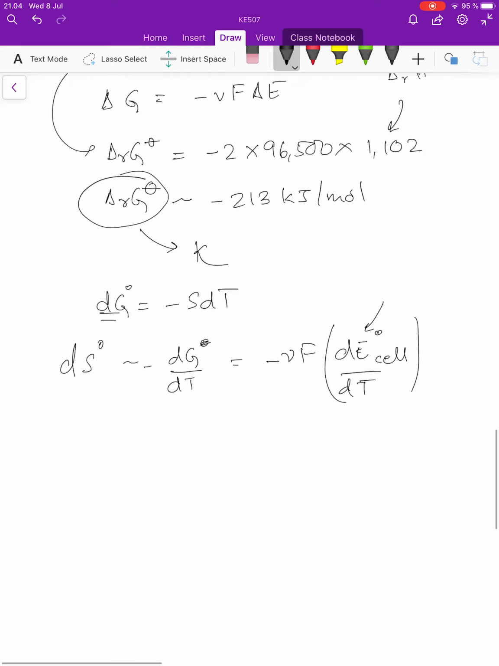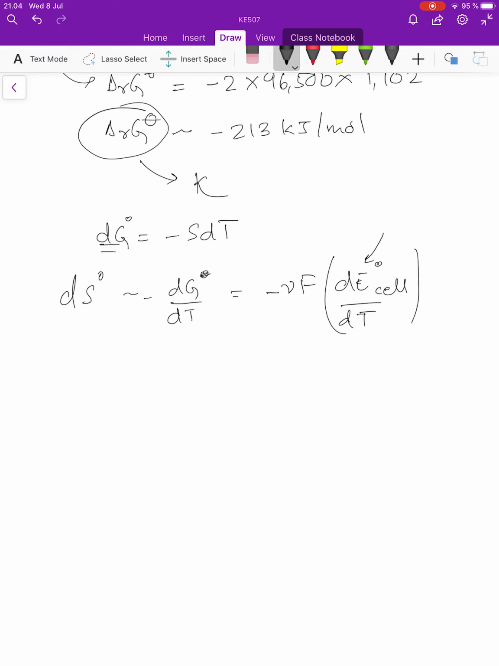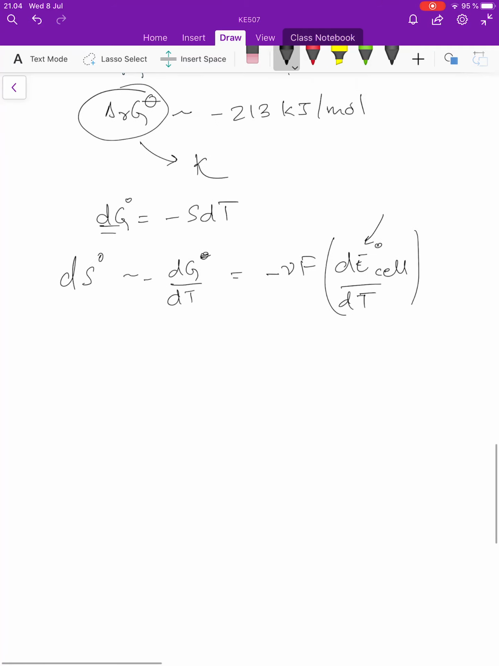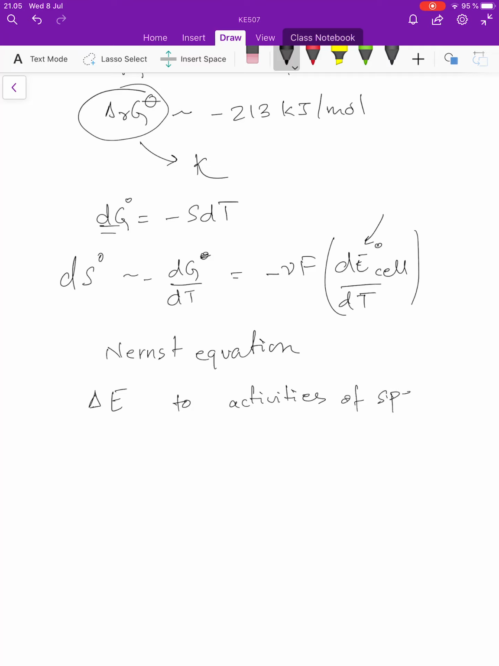The cell potentials can also be used to calculate activities in solutions, and we will come back to that later. But before that, I would like to introduce the Nernst equation, which relates the cell potential to activities of individual species in the reaction. So for example, if you have a reaction such as this, here the electrons are not being shown, but there will be two half reactions that have electrons.